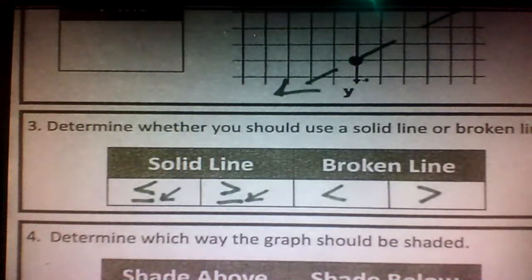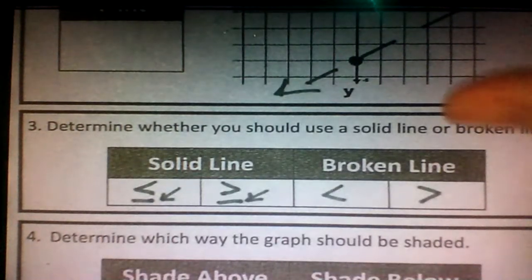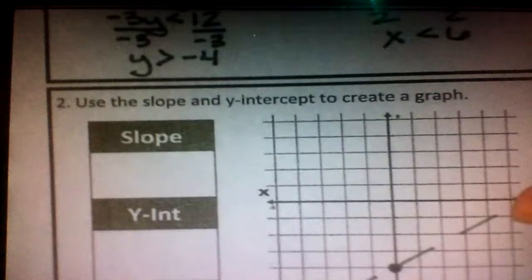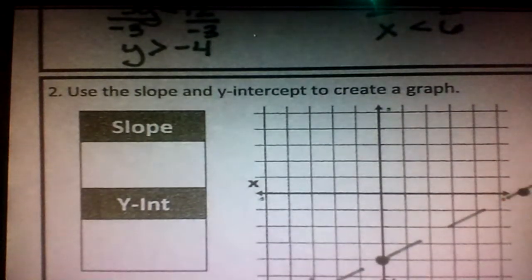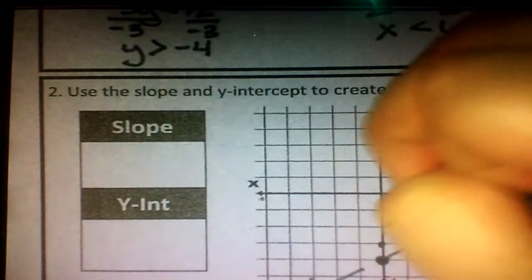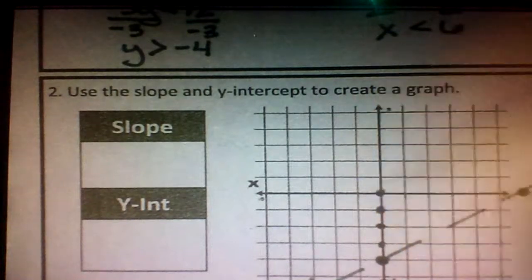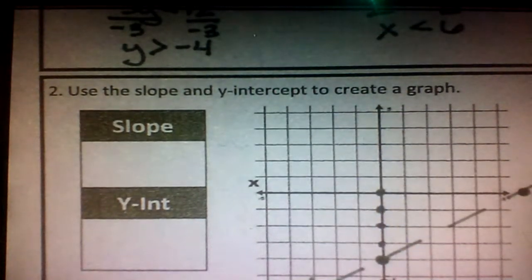Now I need to figure out where to shade. Where do I shade? So let's go back to the two answers you got. It says y has to be greater than -4. So give me values that are greater than -4. -3, -2. So this point, this point, this point, these are all greater than -4 on my y.